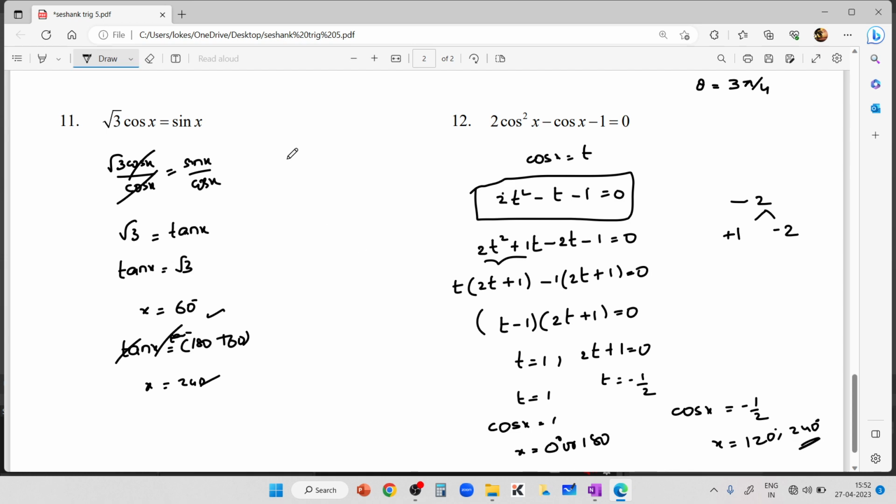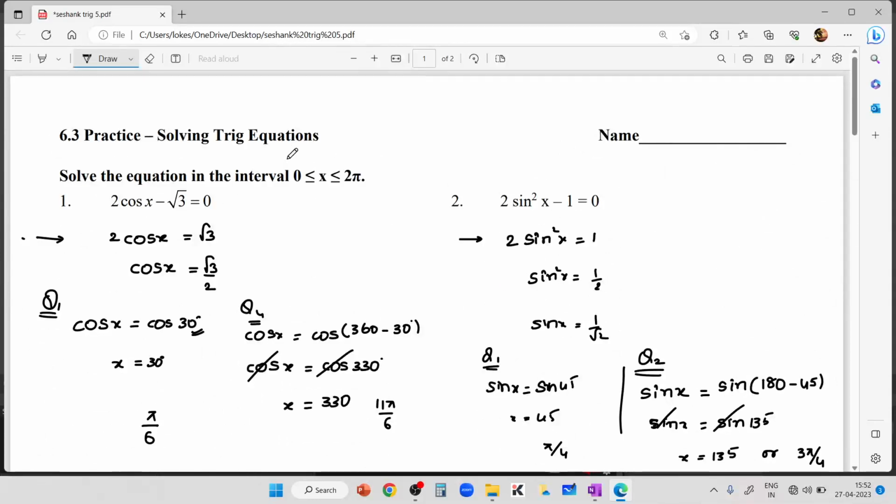So in this way we'll solve all the problems which involve trigonometric ratios in algebraic equations, right?